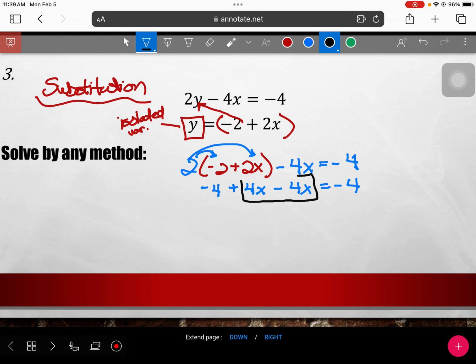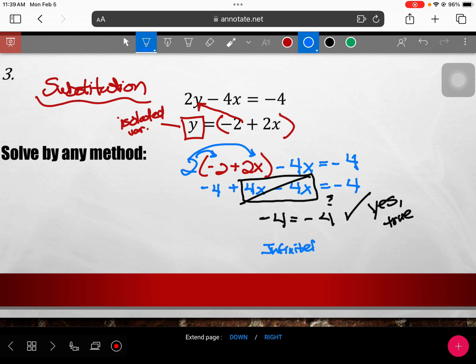Yeah, I have to add my like terms. So 4x minus 4x simplifies to 0, and I get -4 equals -4. Is that true, that -4 is equal to -4? Yes, that is true. And as Lonnie said, if you get x equals x or -4 equals -4, and that is true, that should tell you we have infinitely many solutions.